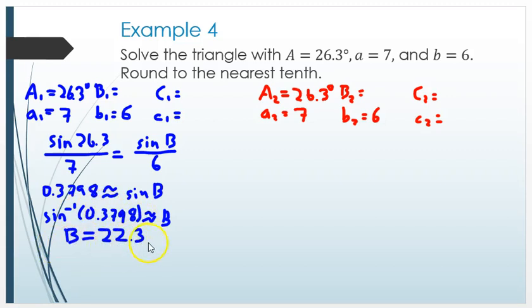Once you get to your answer for this angular side, that's when you can round it to the nearest tenth. But please do not round anything until you get to the answer for a side or angle value. And that's the angle B for the first triangle only. So we should be indicating that this is just B1.